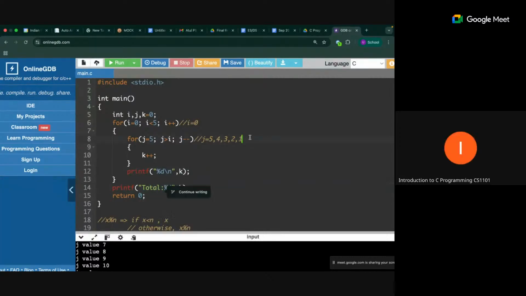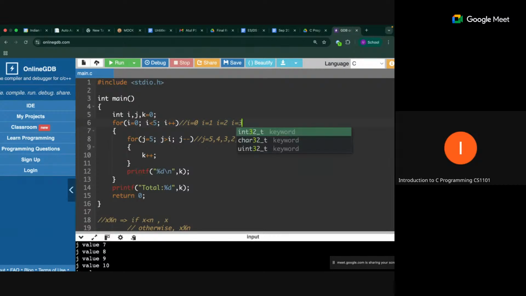Next time when i becomes 1, how many times will the j loop work? j works from 5, 4, 3, because it is greater than the i value, which means greater than 1. When i becomes 2, then 5, 4, 3. So already it is 5 plus 4 plus 3. How many times is it? 9 plus 3 is 12 times.